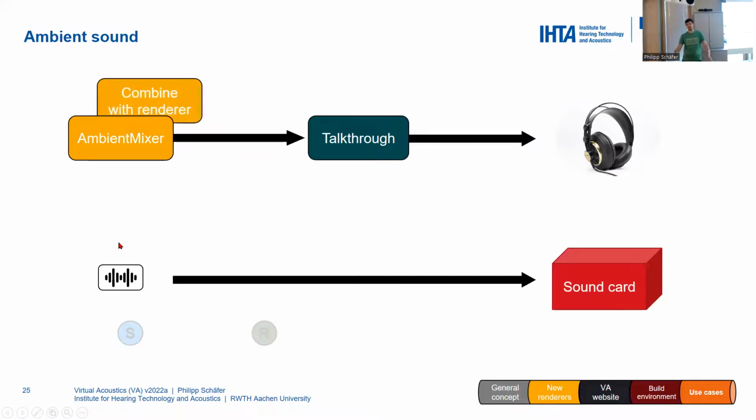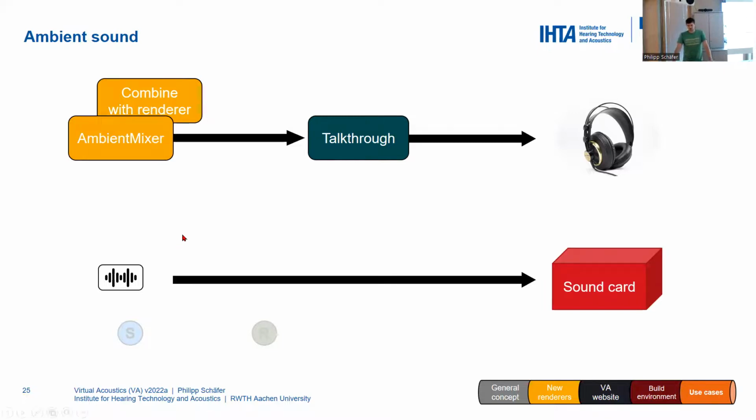But this might be very interesting if you combine it with another renderer. So remember, you can run multiple renderers in parallel, for example, if you want to have some background noise. And this is a very efficient way to get this, because if you would render all the background noise, this might be too much processing, or the processing power of your computer might be limited.